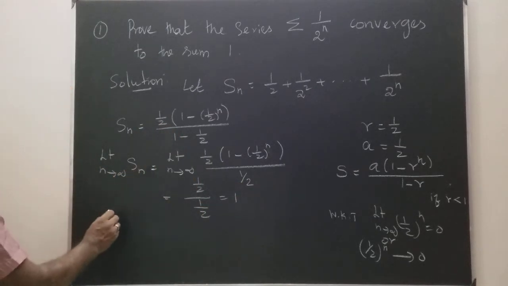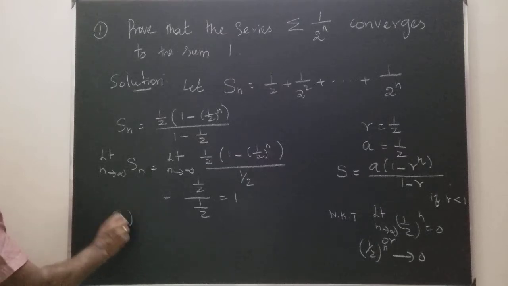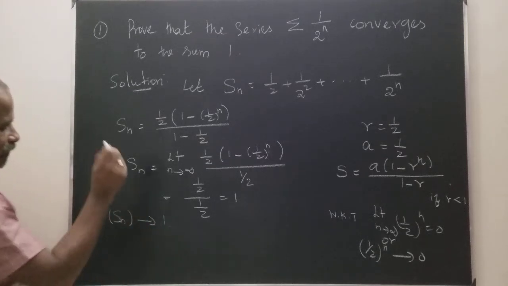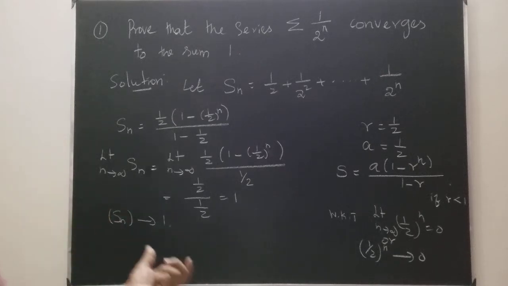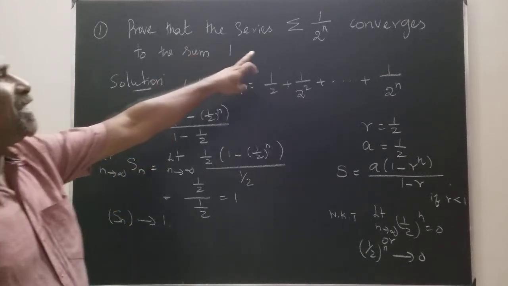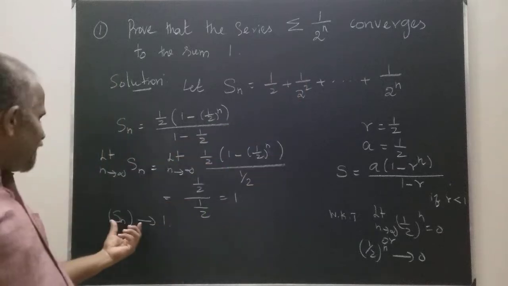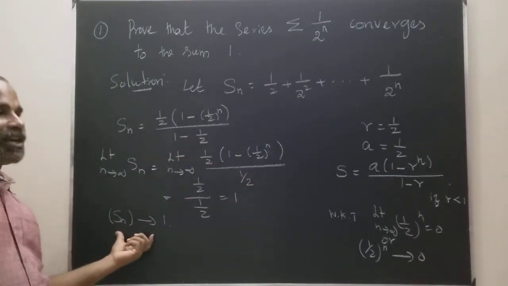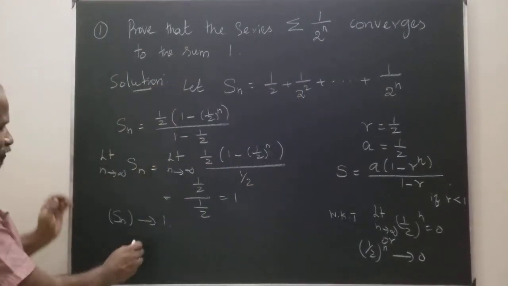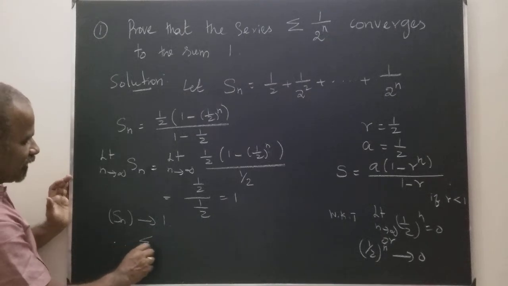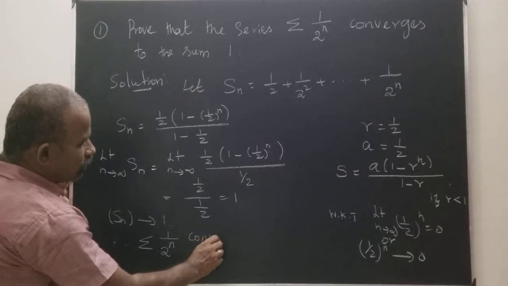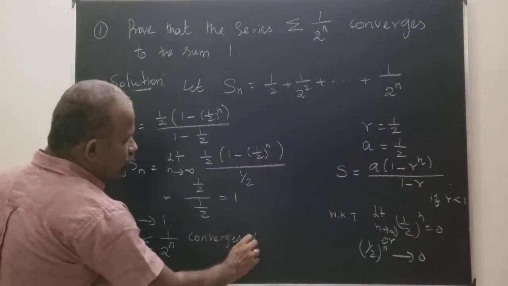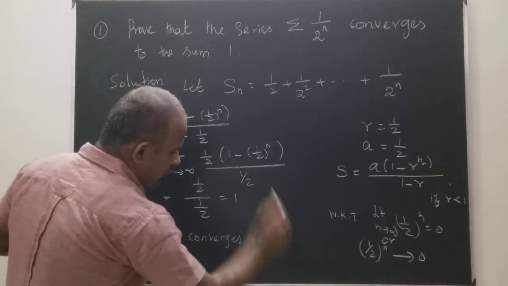So therefore the sequence Sn converges to 1. What is the sequence Sn? Sn is the sequence of partial sums of the series. So the sequence of partial sums converges. Therefore the given series sigma 1 by 2 power n also converges to the sum 1.